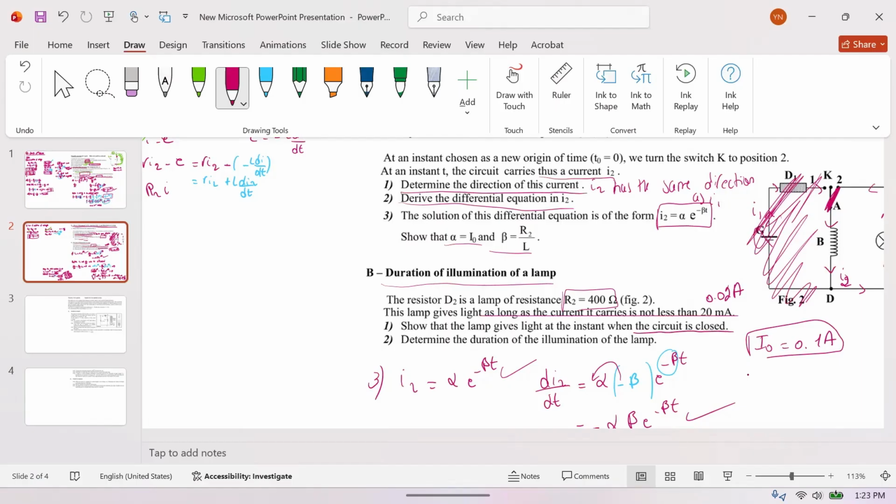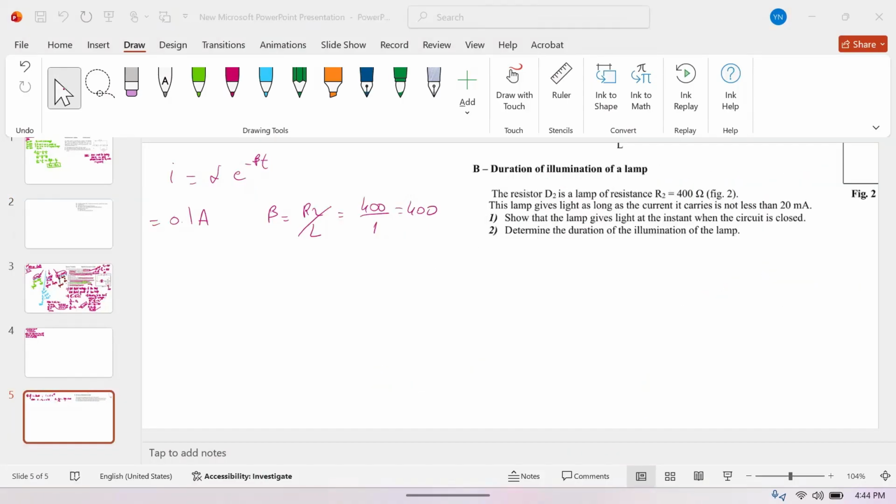And obviously 0.1 ampere is bigger than 0.02 ampere. So of course the lamp will illuminate. Okay, so show that the lamp gives light. It gives light because when the circuit is closed, the current was 0.1 ampere. And I'm using the word was because it started at 0.1 and it will decrease progressively.